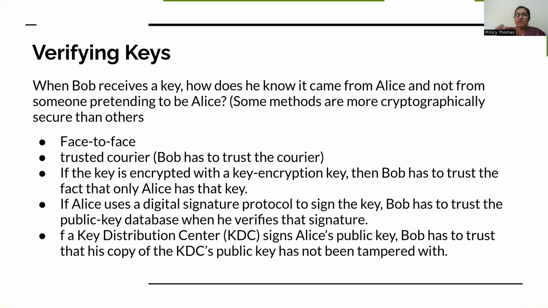If the public key database has been compromised, then that public key might be the attacker's public key. It's possible. Another possibility is if a key distribution center, KDC, signs Alice's public key, then Bob has to trust that the key distribution center is secure and not tampered with. So for any process of verification, there are side effects, but the assumption is that these steps will cause the verification to be easier.